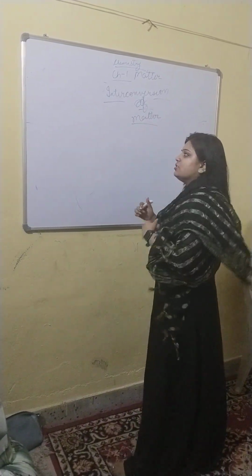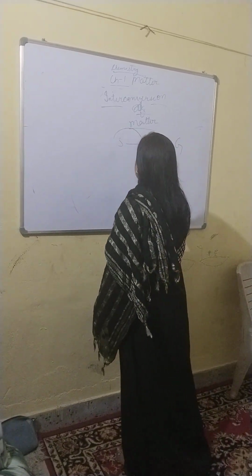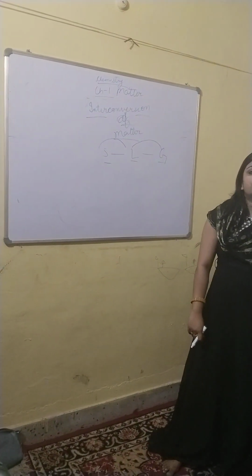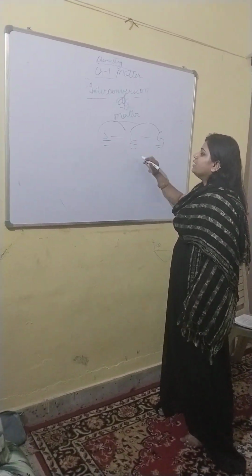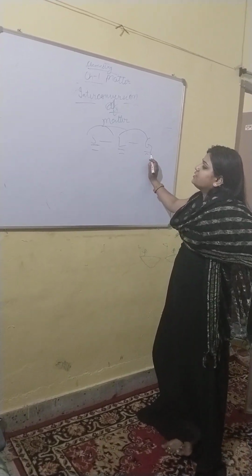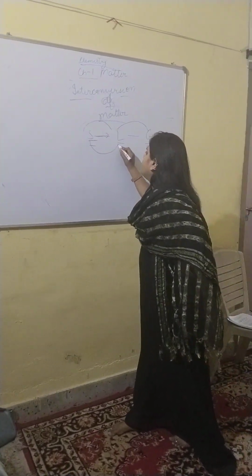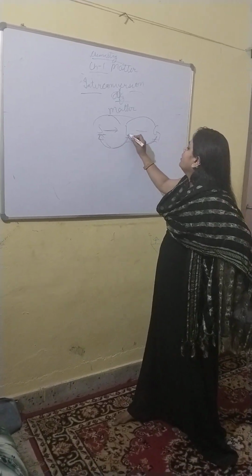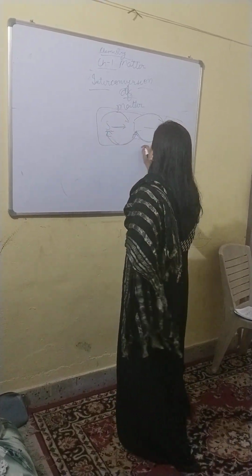What is interconversion of matter? When matter is converted from one state to another state, that is called interconversion of matter. See, solid is one state, liquid is another state, and gas is another state. Matter means state of matter. Like solid is converted to liquid, liquid to gas, and gas to liquid, liquid to solid. That is called interconversion of matter.